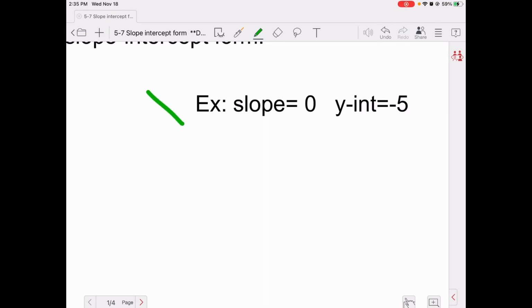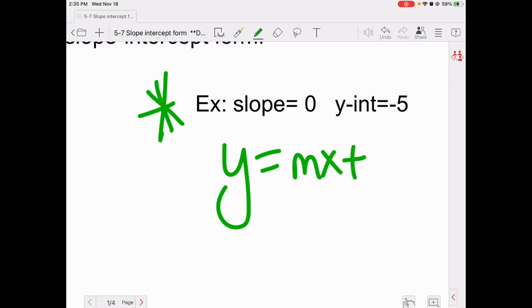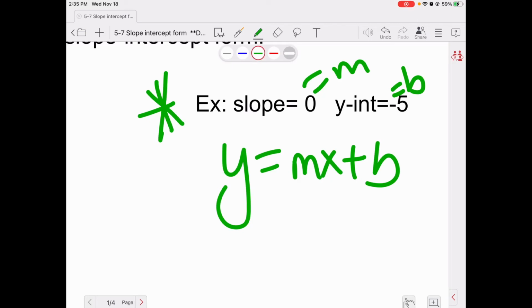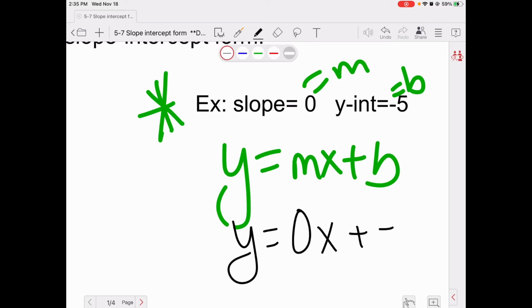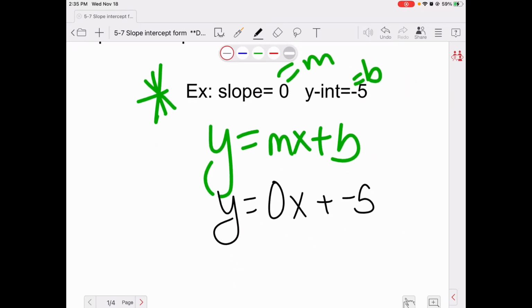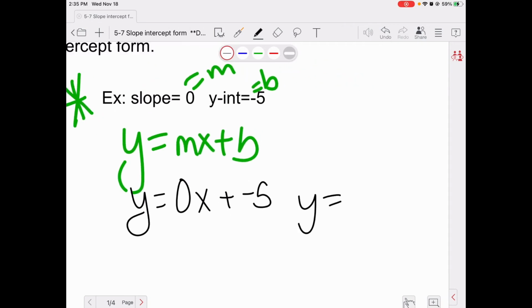So go ahead, why don't you write the equation for this one. So again, I have y equals mx plus b. I know that slope is m and y-intercept is b. So I'm going to have y, because I'm not replacing the y with anything, y equals m, which is 0, x, plus -5. I also could have written this as y equals 0x minus 5.